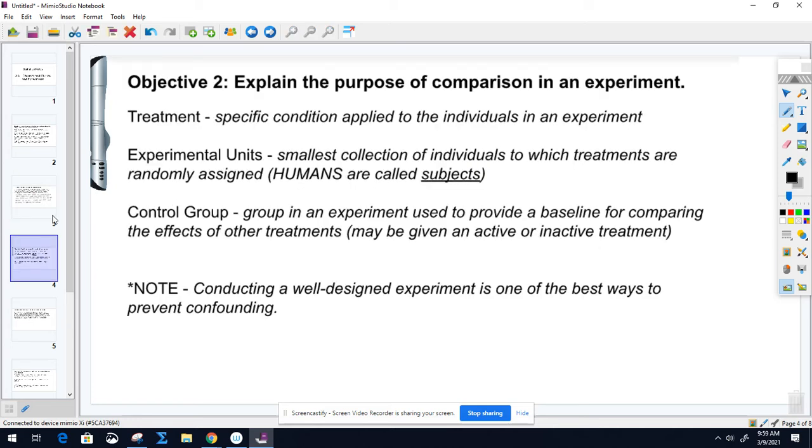On to objective 2, explain the purpose of comparison in an experiment. So we're going to have a treatment. A treatment is a specific condition applied to the individuals in an experiment. Then the experimental units are the smallest collection of individuals to which treatments are randomly assigned. We call humans subjects. This happens a lot when it comes to vaccine experiments. Then we have a control group, a group in an experiment used to provide a baseline for comparing the effects of other treatments. The control group are the people that did not get the actual treatment we're looking to prove or show the side effects of. Note, conducting a well-designed experiment is one of the best ways to prevent confounding.